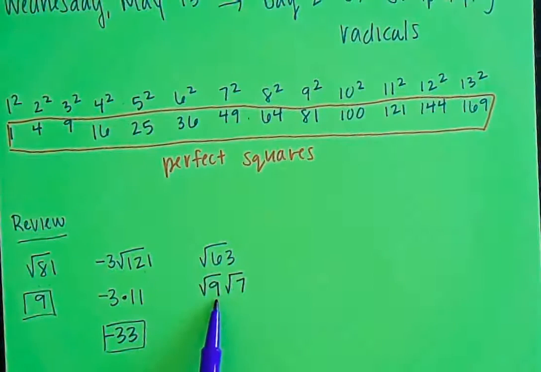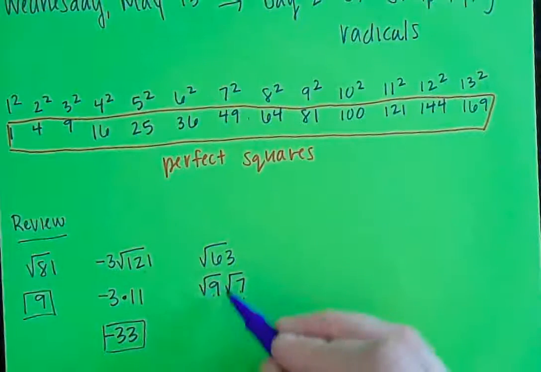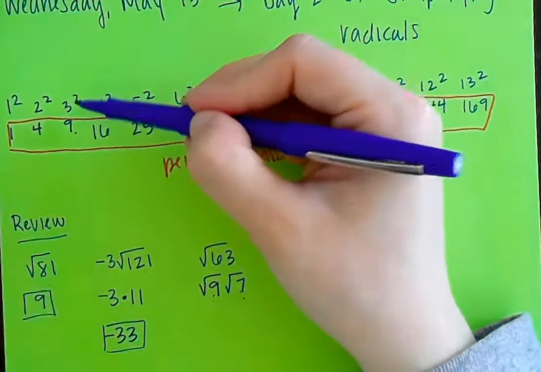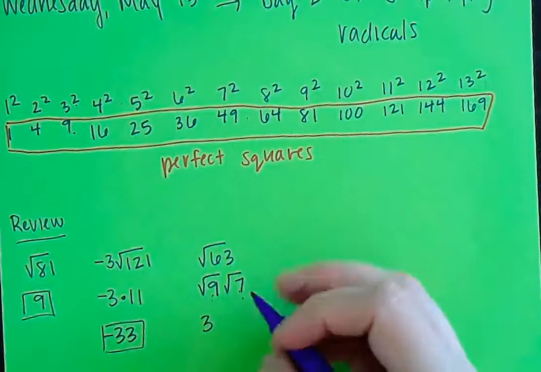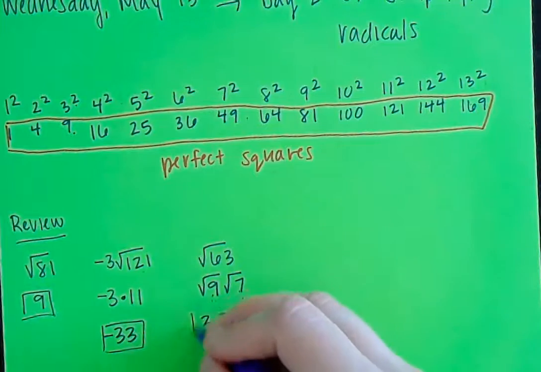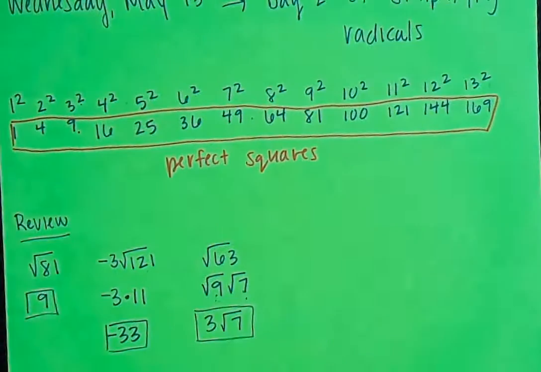So 9 goes into 63 7 times, so these are equivalent because 9 times 7 is 63. Now what's the square root of 9? The square root of 9 is just 3. Do we know what the square root of 7 is? Nope. So we leave it as is. And that's it.